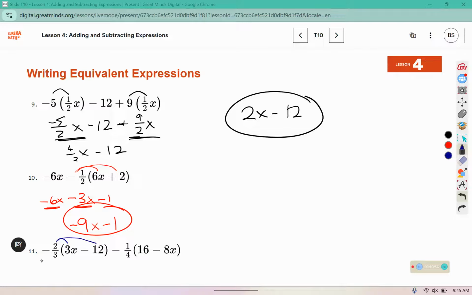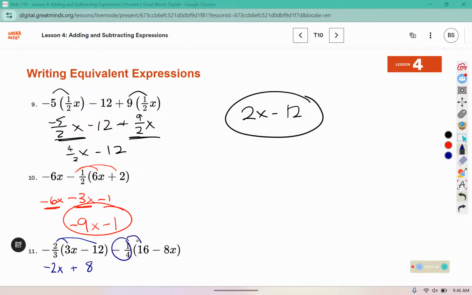This negative 2/3 is going to get multiplied in. 2 times 3 is 6. 6 divided by 3 is 2, but it's negative. 2 times 12 is 24. 24 divided by 3 would be 8. And a negative times a negative is a positive.